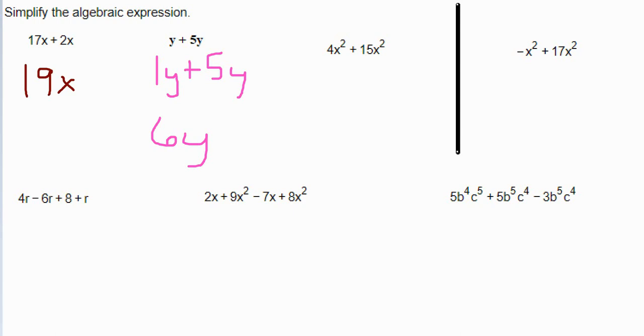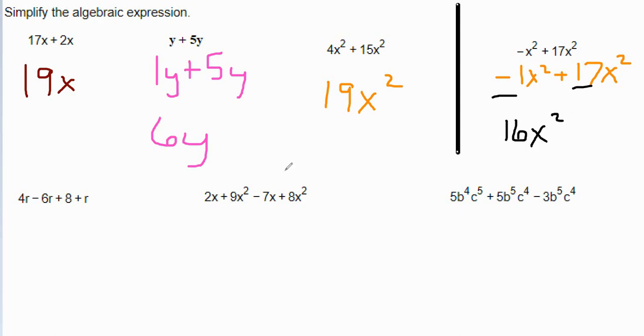Next one, we have 4x squared plus 15x squared. That would be 4 plus 15 is 19, and we have an x squared. The next one, we have negative x squared plus 17x squared. This is the same thing as writing negative 1x squared plus 17x squared. So negative 1 plus 17 is a positive 16, and the x squared.